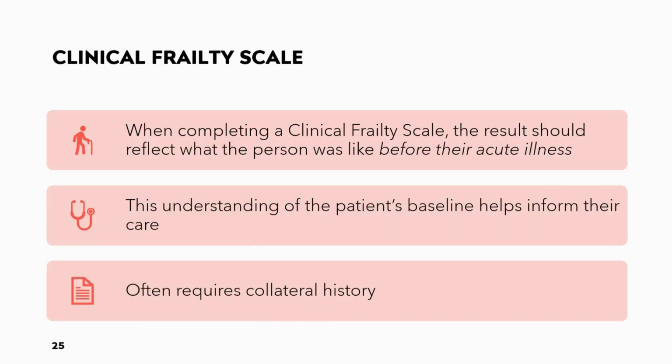When we complete the Clinical Frailty Scale, the results should reflect what they were before their acute illness. We need to understand their baseline to help inform what our goals are in terms of care. But it often requires collateral history, because lots of people, particularly if they're cognitively impaired, may not be able to give you accurate information about what they're capable of doing for themselves.